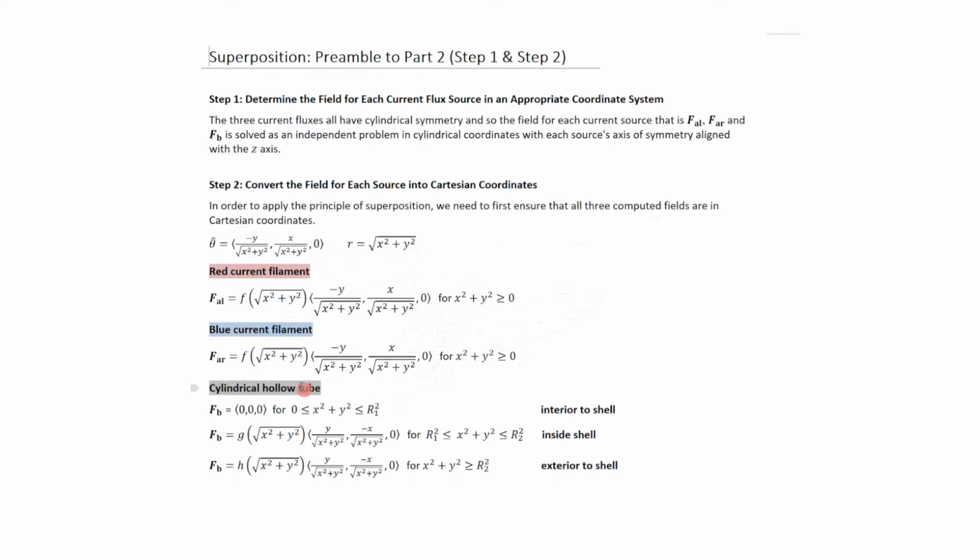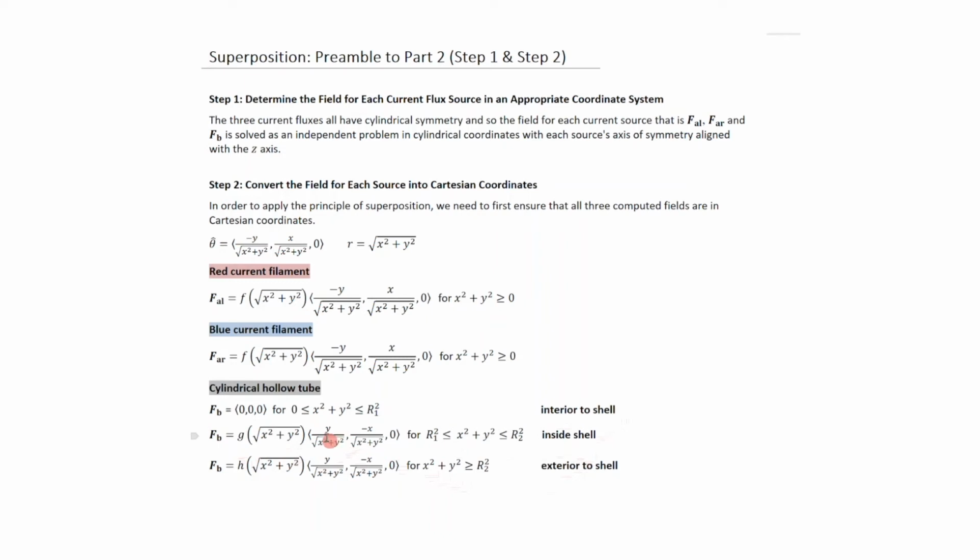For the cylindrical hollow shell, we have three different regions. Again, we have a discontinuous current source. We have a current flux density which is 0 for radius less than r1, which is the inner surface of the shell. Then we have a current distribution inside the shell, and we have a current distribution outside the shell. So we have three cases to consider. Interior to the shell, there's no field. Inside the shell, then we have this form.